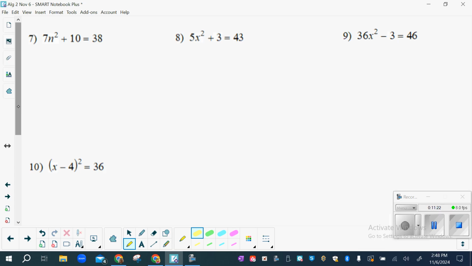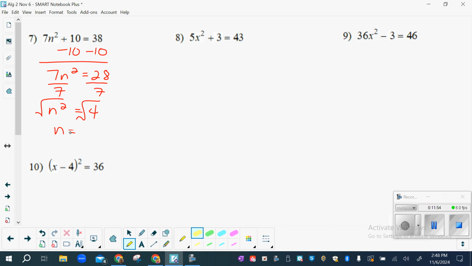Is the variable isolated? No. So what do we do to isolate it? What do we do first? Minus 10 first. 7n squared is 28. That's right. And we get n squared is 4. Next, square root. And our answers would be 2 and negative 2.